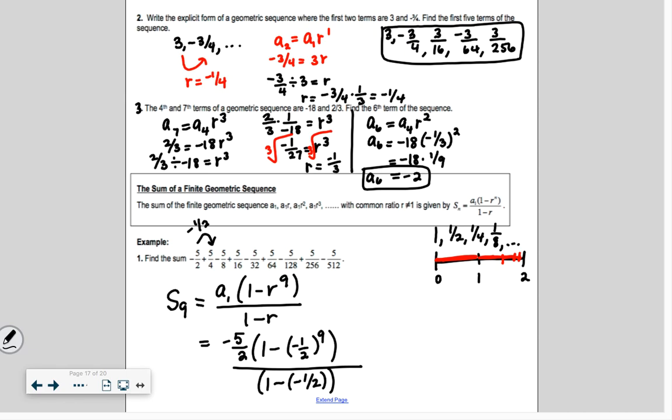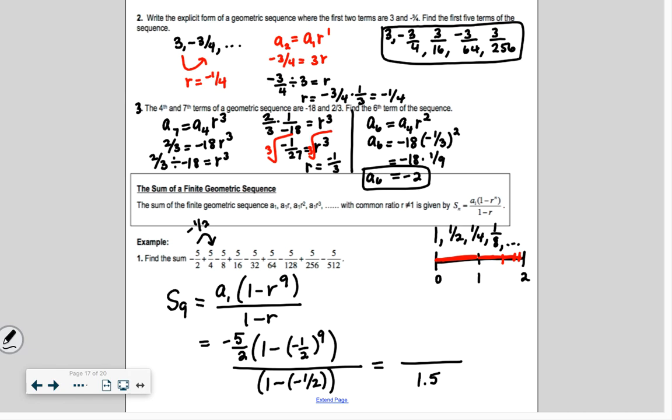The first thing I always tell students to find is the denominator. So if you do 1 minus a negative 1/2, that's 1 plus 1/2, that ends up being 1.5, right? Or 3 over 2 if you want to write it that way. So let's write it as 1.5.